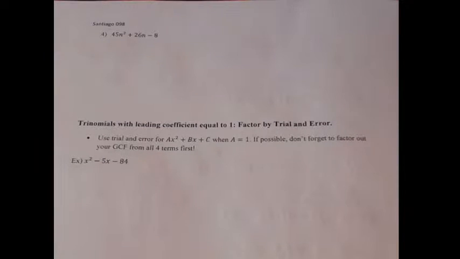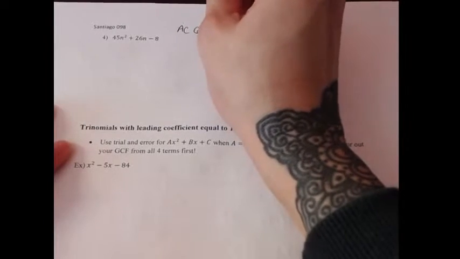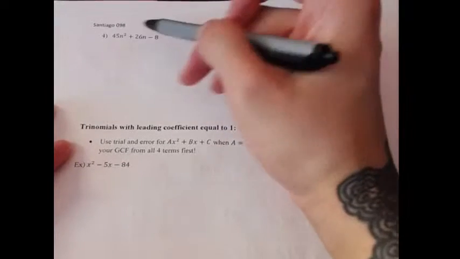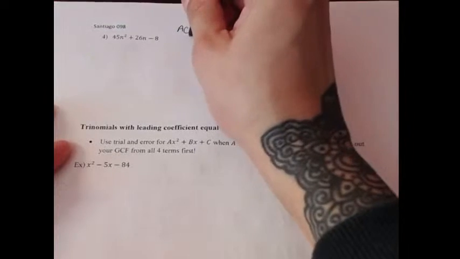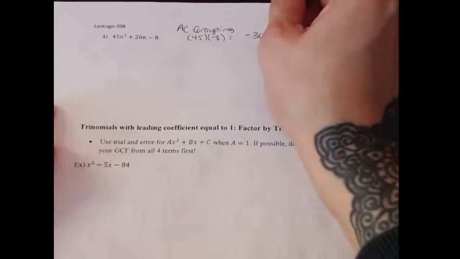Okay, so this one tended to be just slightly, I wouldn't say tricky per se, just more cumbersome in the fact that you have to really explore all of the factors. So let me show you what I mean. First off, when we look at 45n squared plus 26n minus 8, we notice there's no GCF. So we're going to go right into this AC grouping process. Now, you'll notice that A is 45 and C is a negative 8. So when we have 45 times a negative 8, that's actually negative 360.